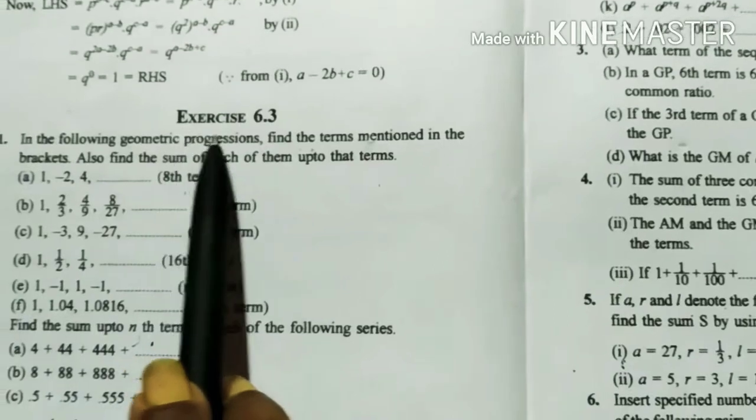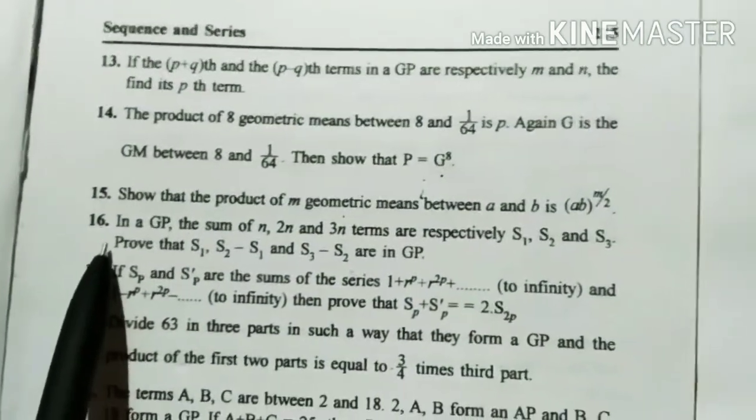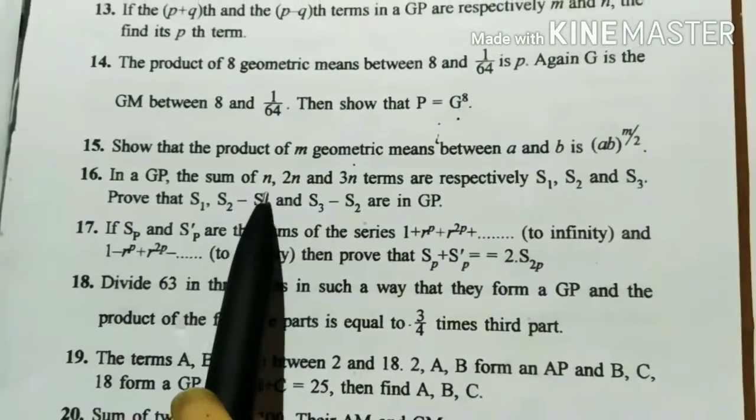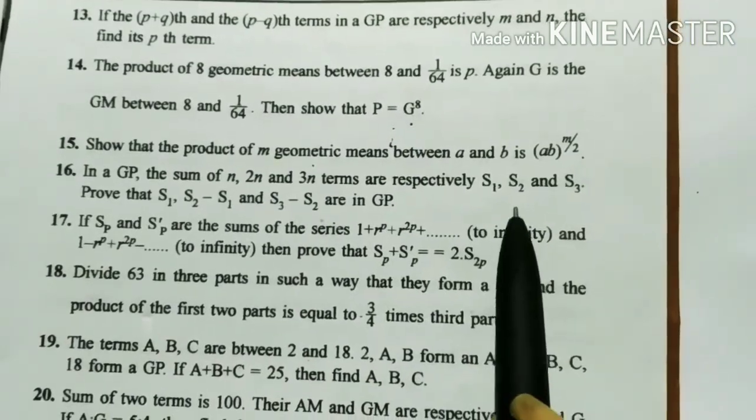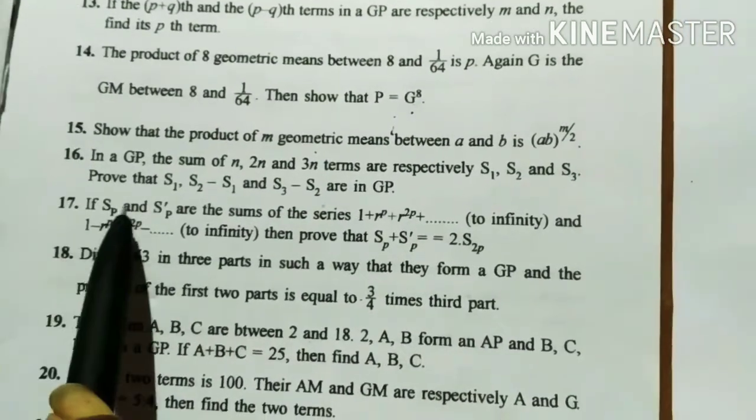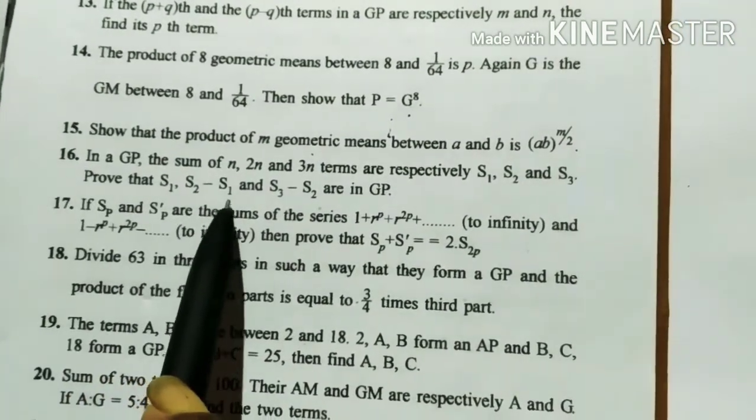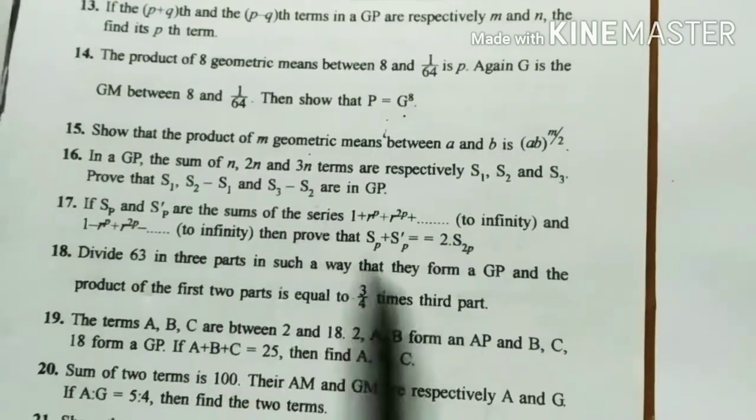I have already started exercise 6.3. I have done up to question number 15. Now, in this video, I am going to start from question number 16. In a GP, the sum of n, 2n, and 3n terms are respectively S1, S2, S3. Prove that S1, S2 minus S1 and S3 minus S2 are in GP.